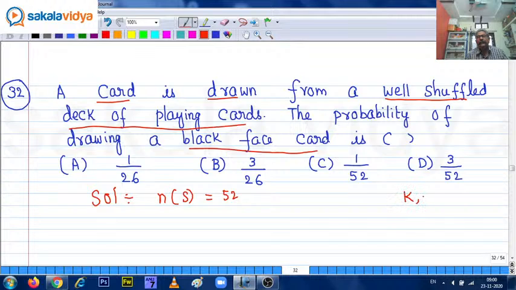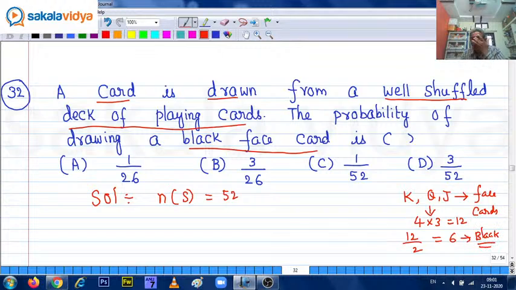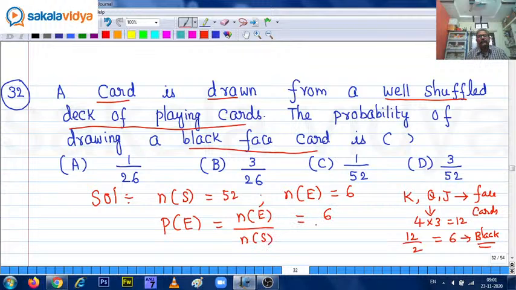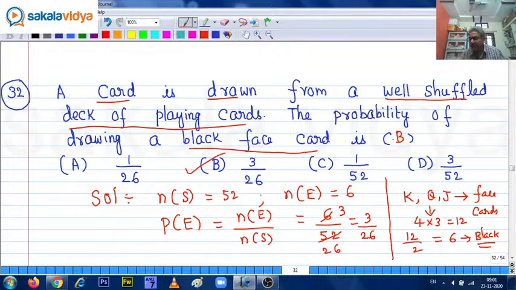King, queen, jack are the face cards. Total there are 4 suits, 4 into 3, 12 face cards. Out of 12 you divide by 2, that will be 6. 6 are black, 6 are red equally. So now we can write N of E equals 6. P of E equals N of E upon N of S, 6 upon 52. Now 2 threes are 6, 2 twos are 4, 12, 2 sixes are 12, so 3 upon 26. B is the right option.